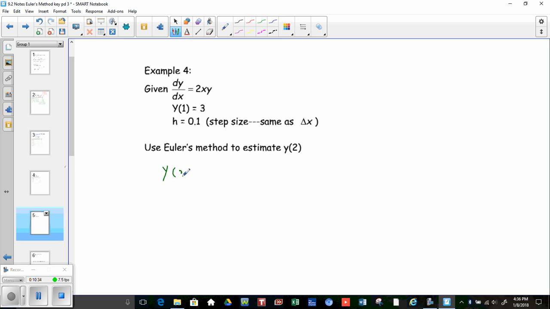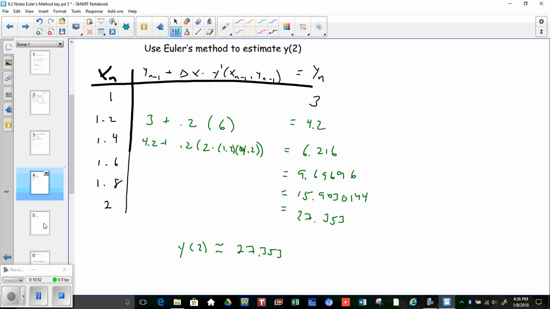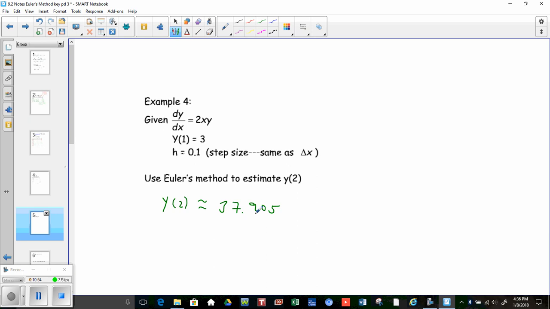Y of 2 is approximately, after you do the 10 steps, 37.905. So we could talk about that just for a second here. The fact that this is only 27.353, this one is 37.905, and I can tell you that this is actually not a very good approximation, which means the first one was really bad, and it jumped by 10. So that's a pretty big difference there. That's making the step size 0.1.